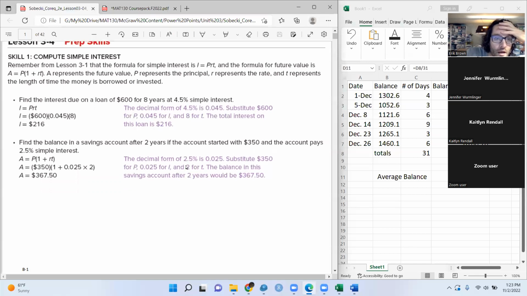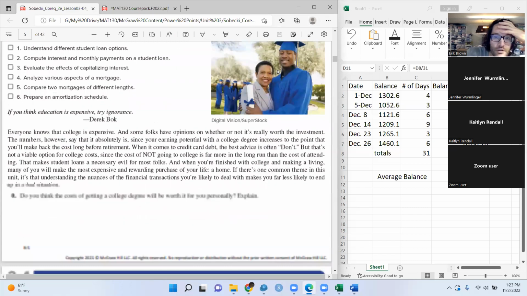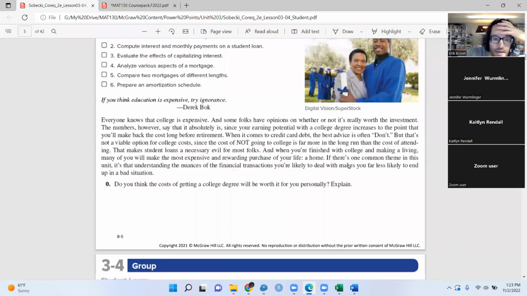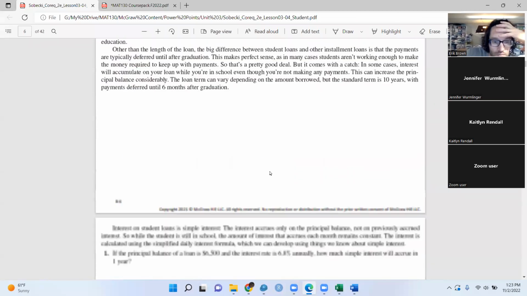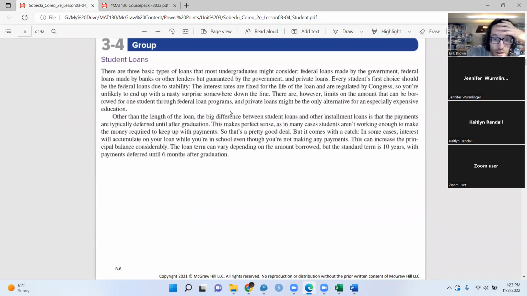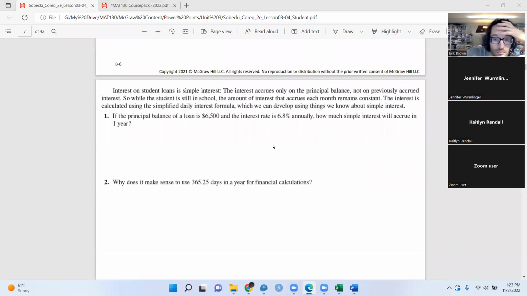How about I have you all turn to page, whatever this page is in the 3-4, read this paragraph about student loans and do numbers 1 and 2. Note simple interest. And then this is just a question. All right, so try that out while I go check on my little sweetheart.